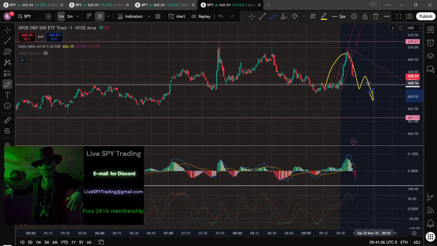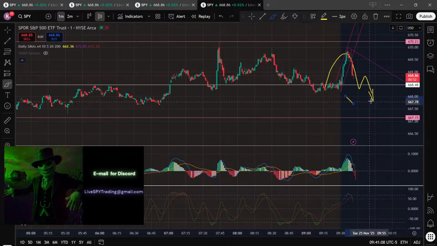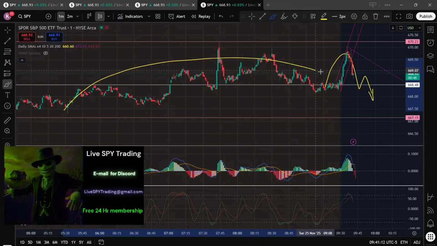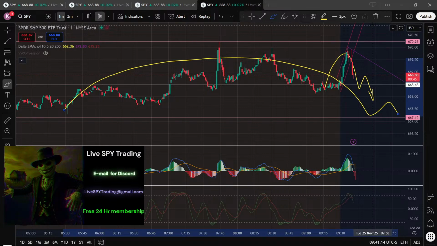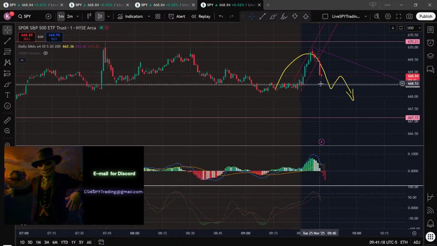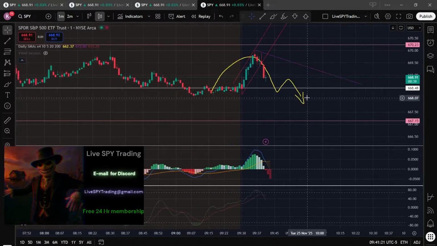So we need this first cup and handle to play out before the bigger one, right? See the bigger one? So we're gonna do it level by level. So if you're taking plays and you're in the range, you understand you gotta chase it, right?